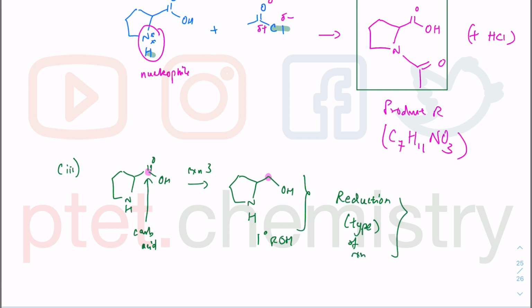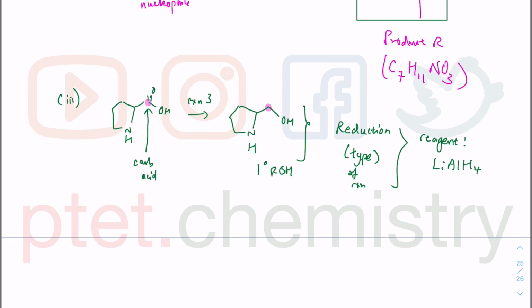But the question is not asking about the type of reaction. It's asking you for the reagent. So to do reduction, we need a reducing agent. So we can use LiAlH4, the name of which is lithium aluminium hydride, and it's pretty sensitive to water. So we use it in dry ether. Ether is a solvent which doesn't contain water because I use dry ether.